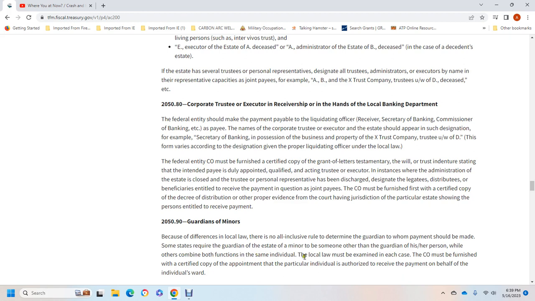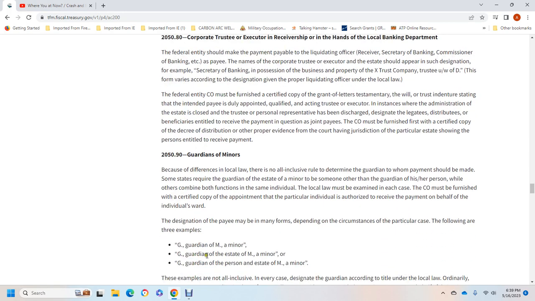While others combine both functions in the same individual, local law must be explained in each case. The certifying contracting officer must be furnished with a certified copy of the appointment of the particular individual authorized to receive payment on behalf of the individual's ward. Designation of the payee may be made depending on the circumstances of the particular case. The following are three examples: G, guardian of M, a minor; G, guardian of the estate of M, a minor; G, guardian of the person and estate of M, a minor.